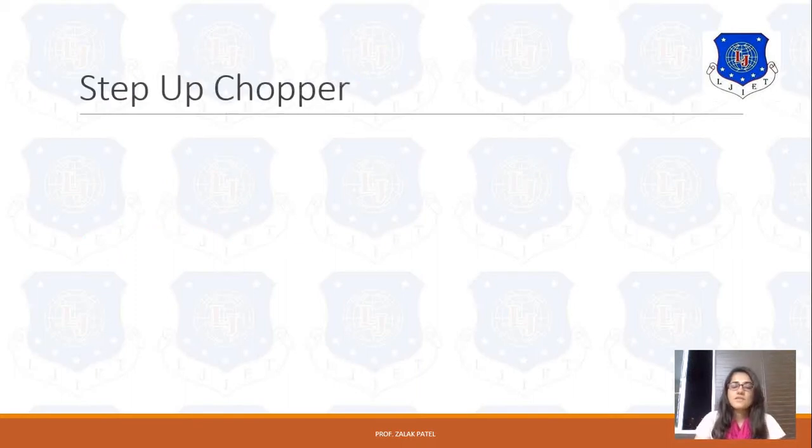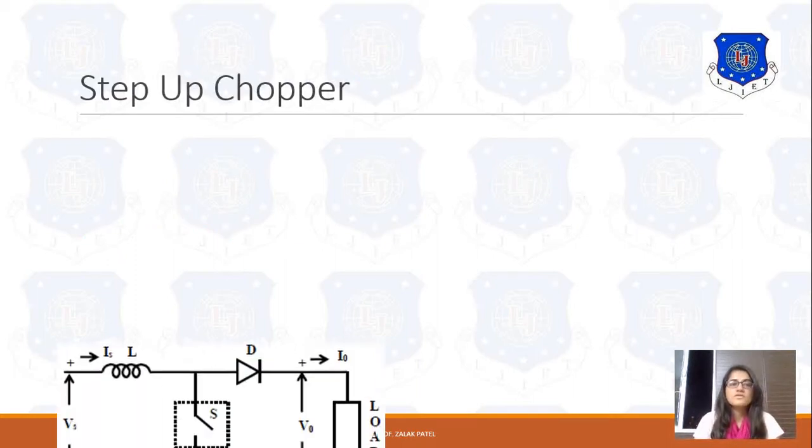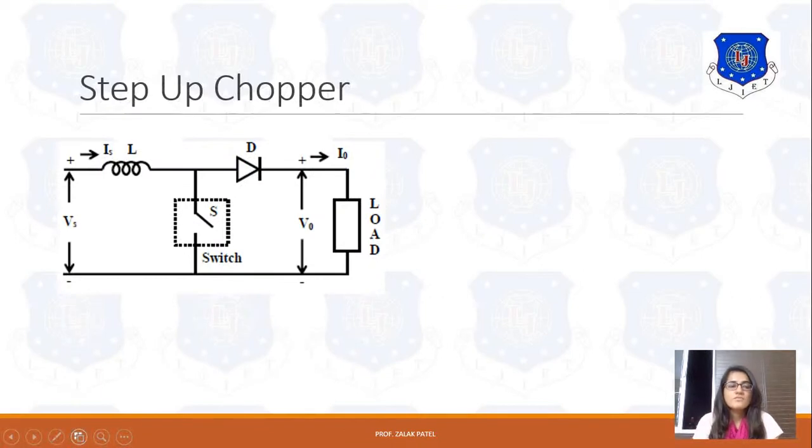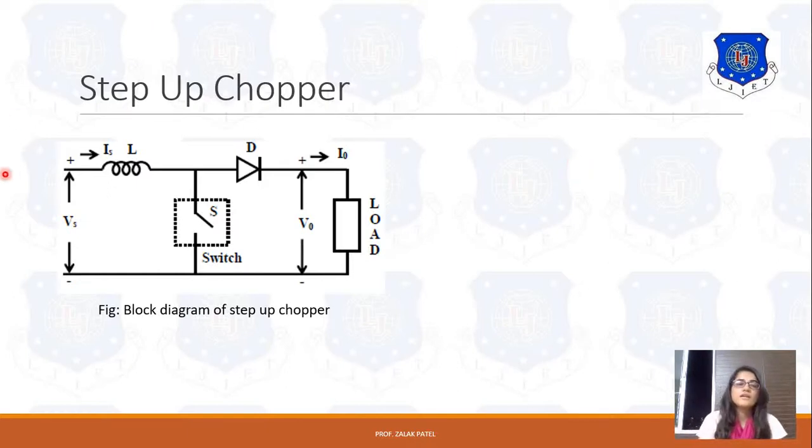First of all, as we discussed in the last session about the step down chopper, in which we have seen the equation of the T on time, duty cycle and the efficiency of that particular chopper. Now this is the block diagram of the step up chopper. In the block diagram you can see that one switch is connected over here, one inductor is there, one diode is connected, and the load is across it, and V0 is the voltage across the load.